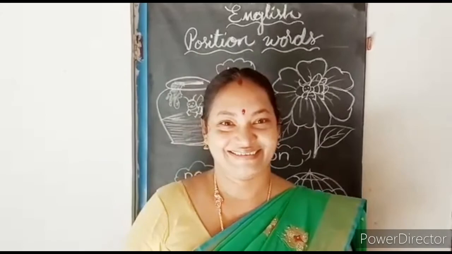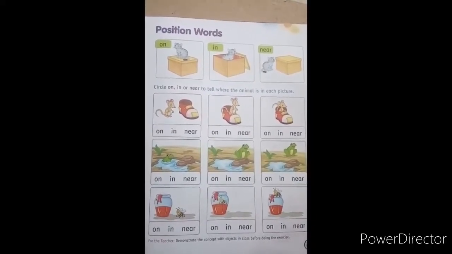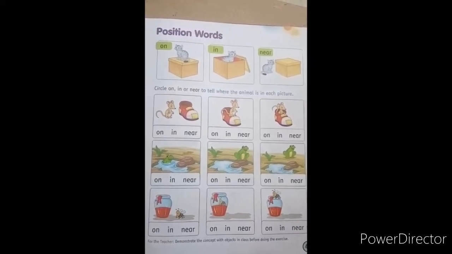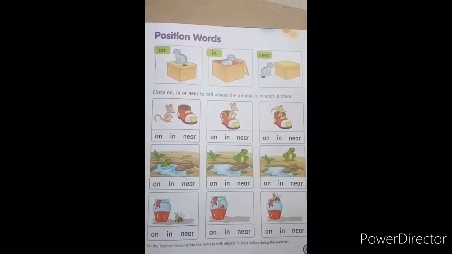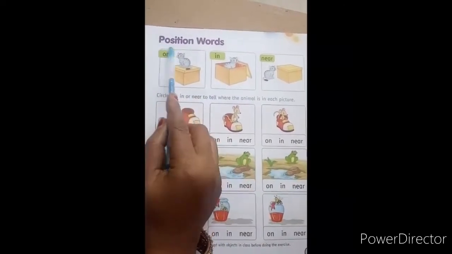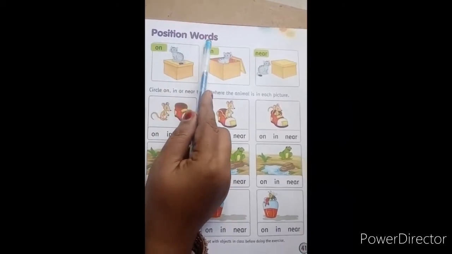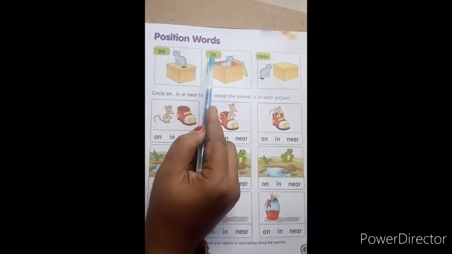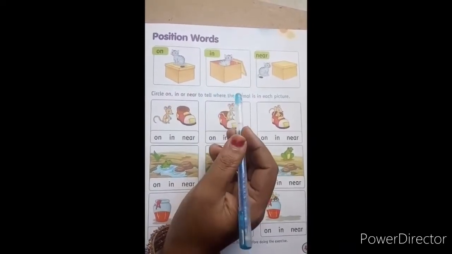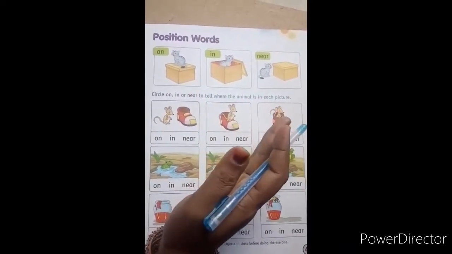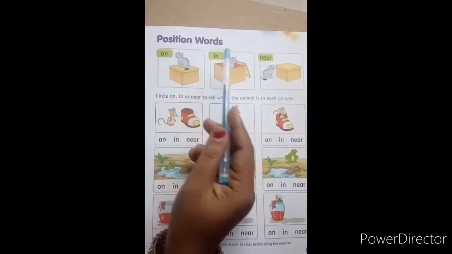Come on, children. So children, take out your English textbook and open page number 41. Here we have a concept, possession words. What are these? Possession words. So what is it? On, in, near. The position of an object or a thing, saying where it is, is called possession words.